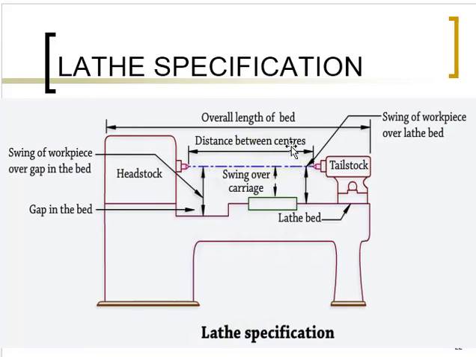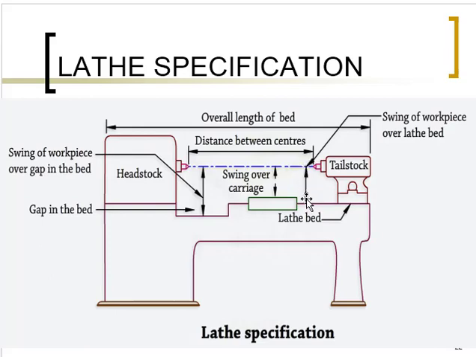Next, after that, this is the second part. Next is the swing of the workpiece over the lathe bed. Here you can see this is the swing of the workpiece over the lathe bed, or you can say the diameter of the workpiece which can swing over this lathe bed.